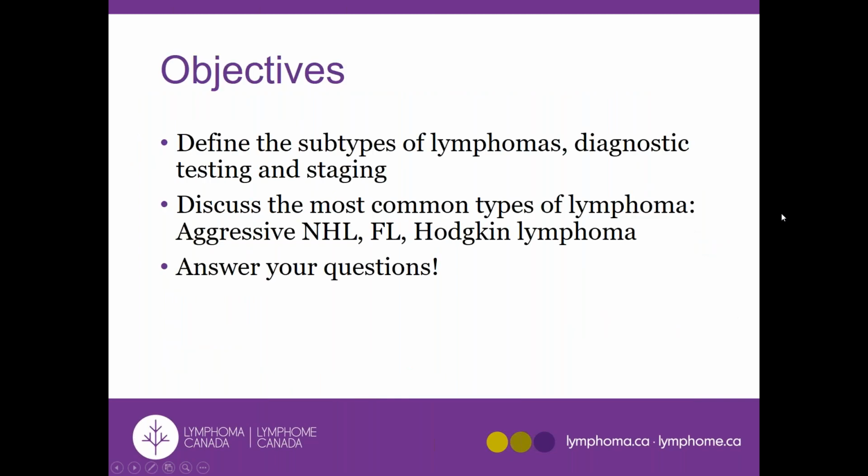So a couple of the objectives I'll get through today are to define some of the subtypes of lymphomas, diagnostic testing and staging, discuss the most common types of lymphoma, and I'll give you examples from aggressive versus indolent lymphomas comparing to Hodgkin lymphoma, and how that might differ in terms of the diagnostic pathway as well as treatments and prognosis, and why it's really important to really know what subtype of lymphoma we're treating. And finally, answer any of your questions.